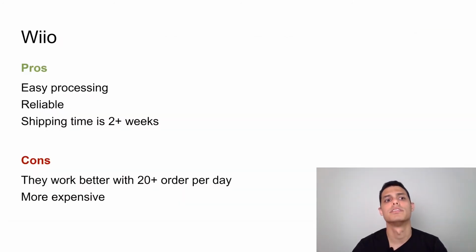Then we have Wio, which has an awesome processing system. It's reliable, the shipping time is 2+ weeks, and they work with 20+ orders per day. They usually, when you order like a single unit, you don't get as fast a shipping time. They say that they get it, but I mean, recommended if you are doing more than 20 orders per day, you can use Wio without a problem. I wouldn't use it for single units, okay? And it's usually more expensive, but still you can find good prices if you scan your possibilities, okay?